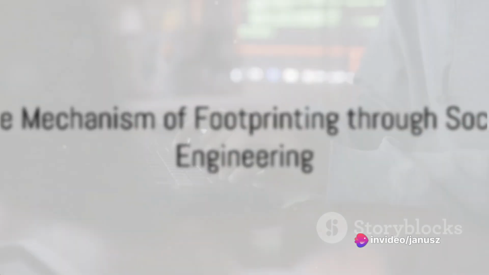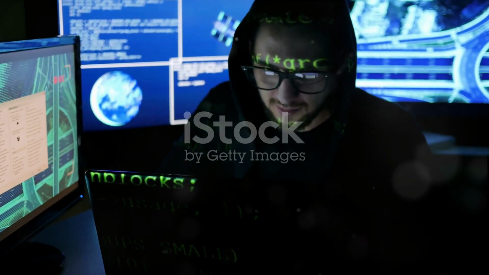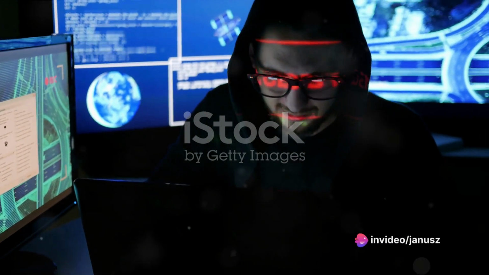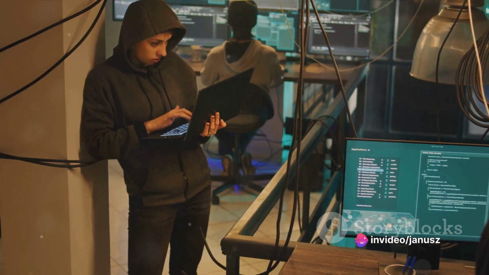So how exactly does one footprint through social engineering? Let's delve into the intriguing world of this crafty tactic. The process of footprinting through social engineering involves a series of steps, each as crucial as the next. The first step is the research phase.